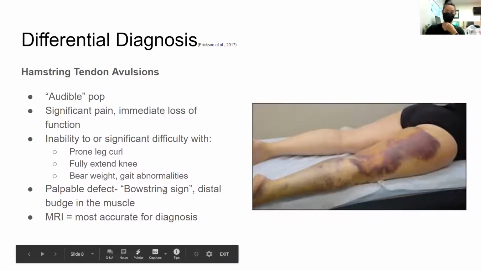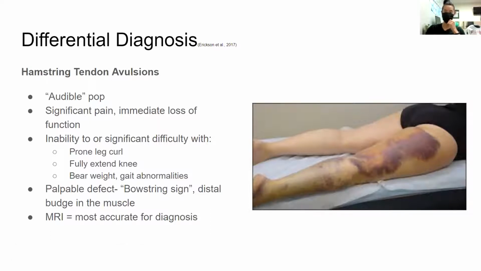The ecchymosis prior or post injury is a giveaway as well. And then to confirm it, you can also look for a palpable defect or what's called a bowstring sign. You'll see the distal muscle bulge because it's retracted due to the avulsion. And then MRI is the best way to accurately diagnose this.